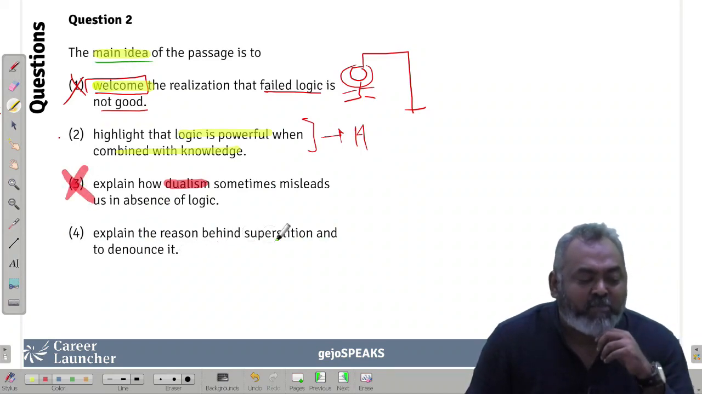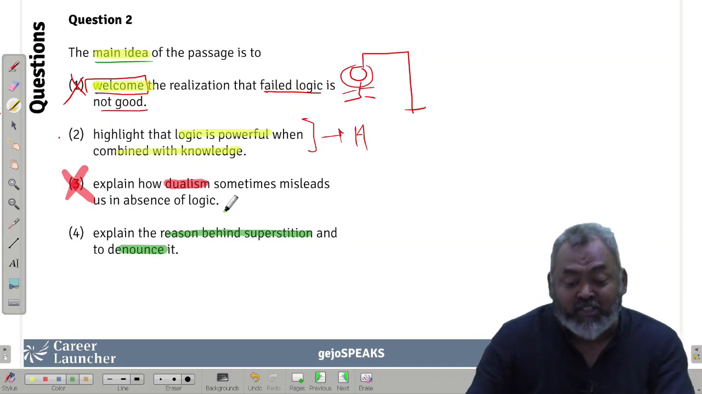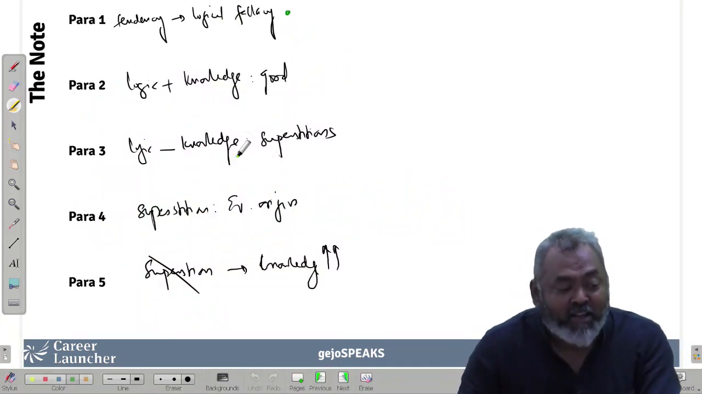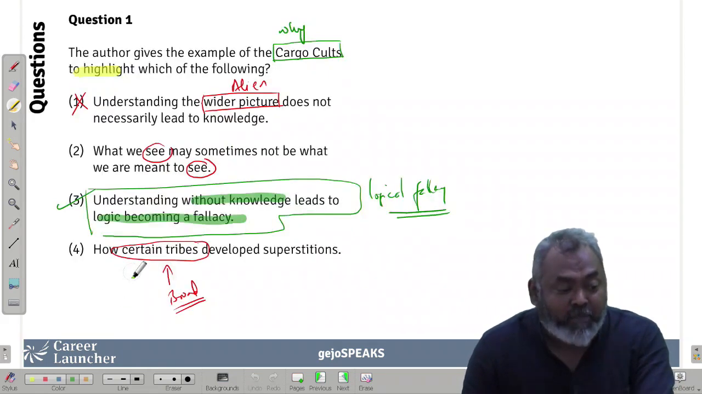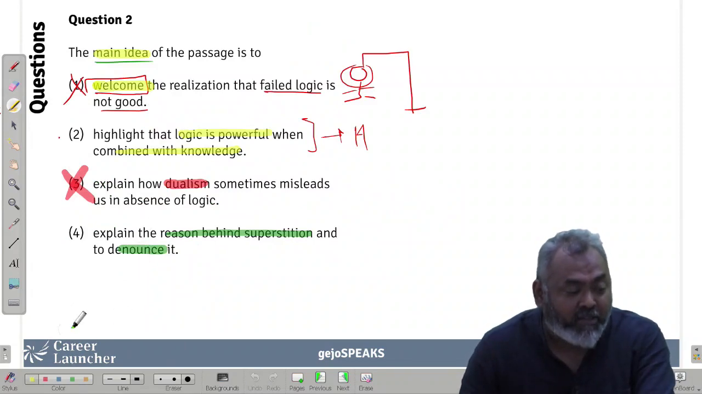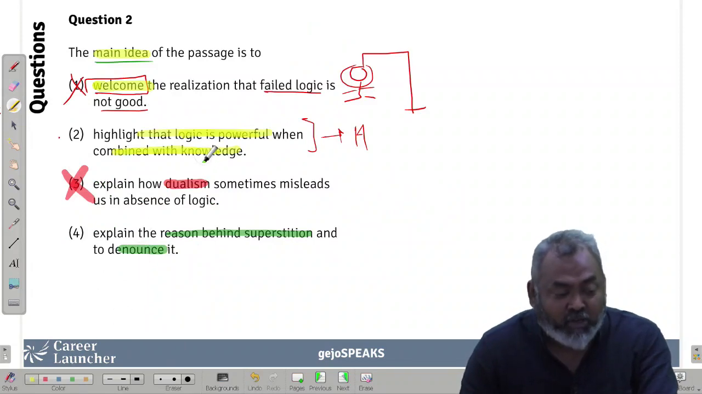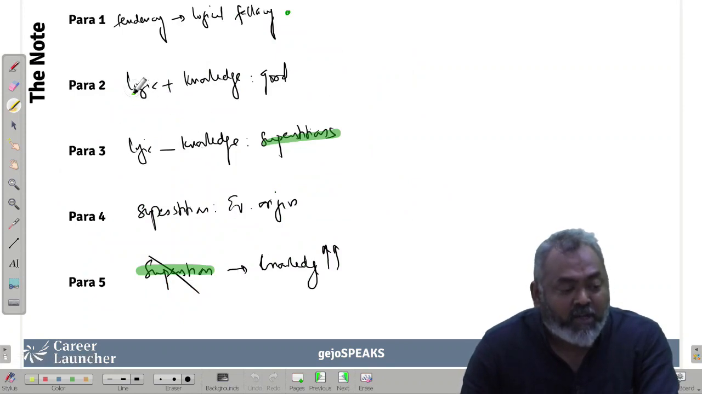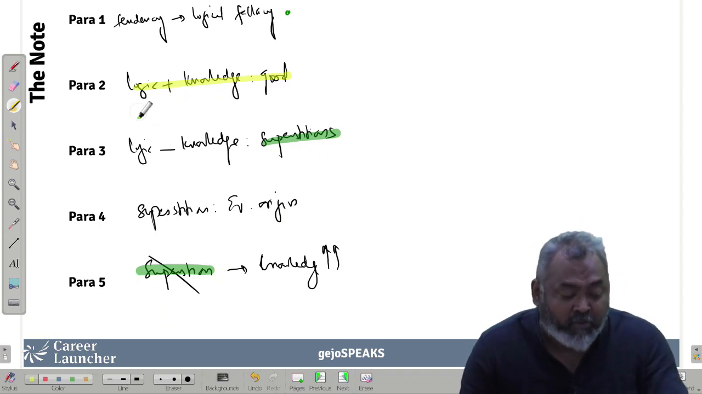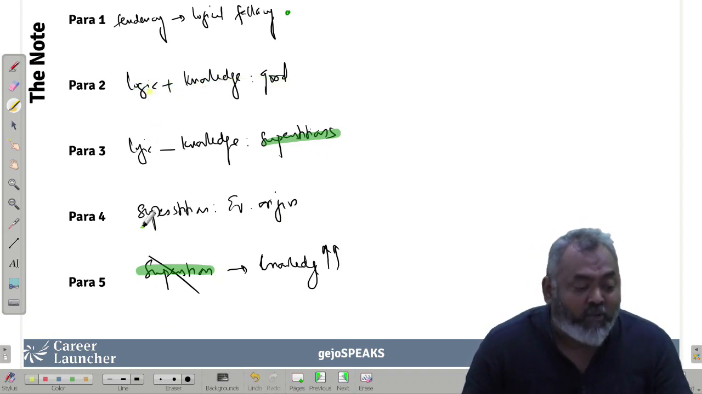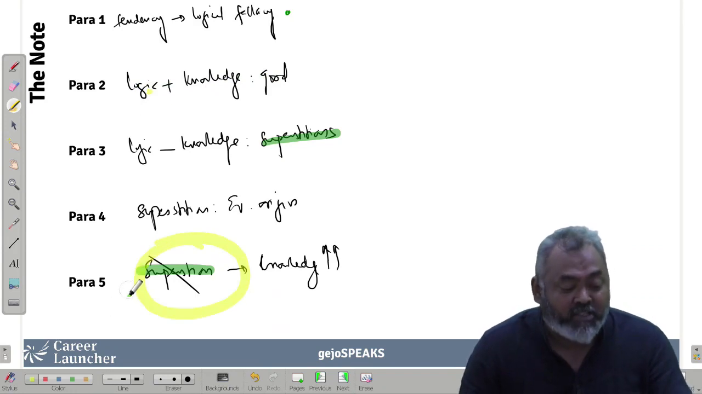And explain the reasons behind superstition and denounce it. Now between these two, we have to hold these two. Which is the better one? We look back at notes. Okay, first he looked at how superstition got created. Then eventually he said that superstition is not to be there. This particular part, that logic is powerful when combined with knowledge, is one of the justifications. If you look at the overall perspective of the passage, it is one of the justifications used to eventually make the claim that superstition is actually bad.